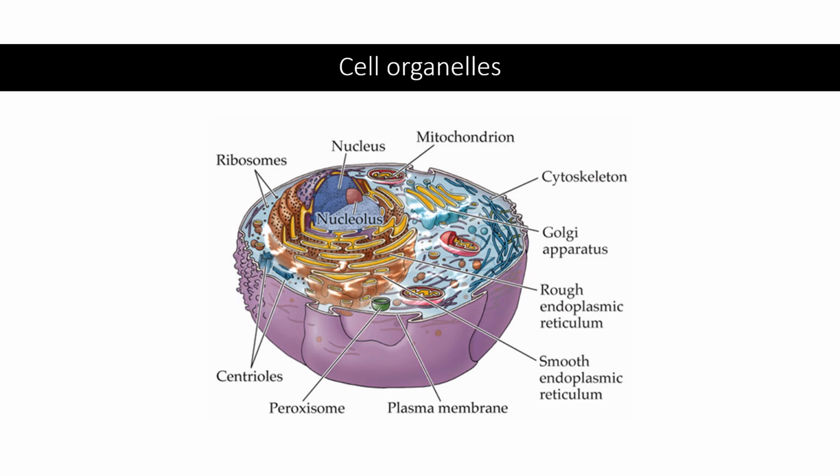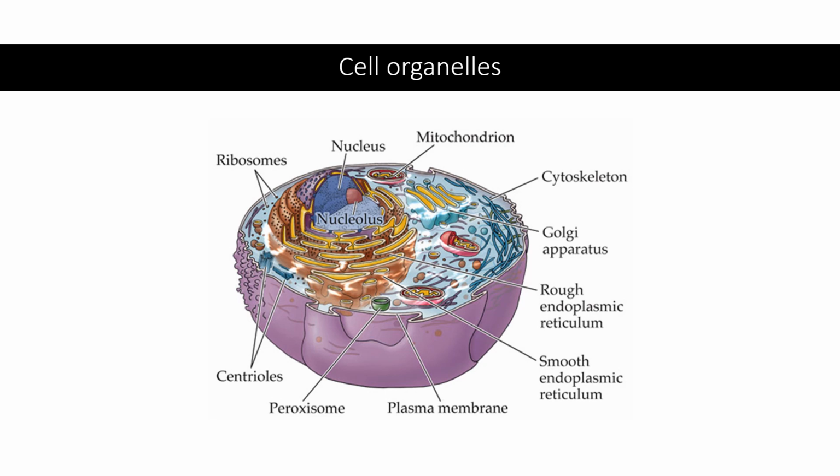Now, cell organelles are like the smallest functional units of a cell, and all of them have different functions which together form the cell. And as you can see here, the different cell organelles have been labeled. So there's mitochondria, nucleus, ribosomes, centrioles, peroxisome, plasma membrane, smooth endoplasmic reticulum, rough endoplasmic reticulum, Golgi apparatus, and cytoskeleton.